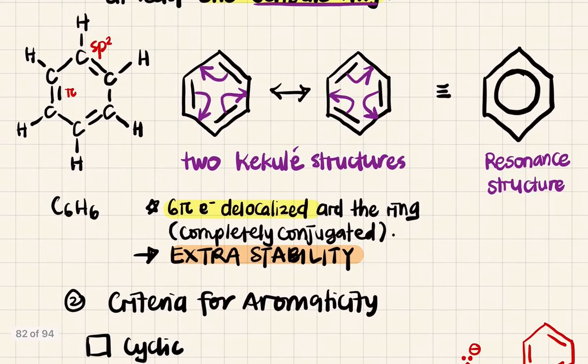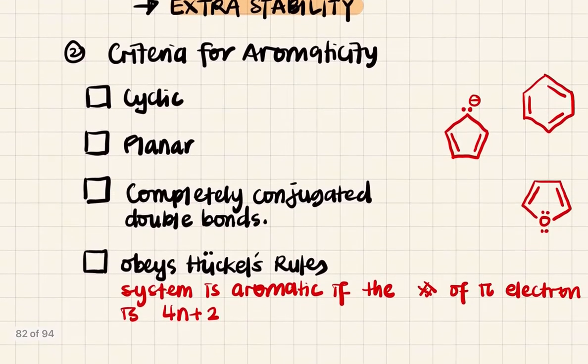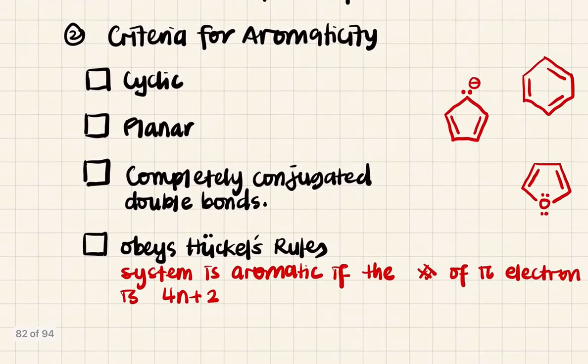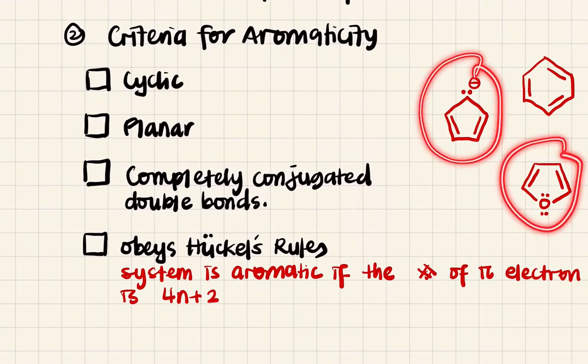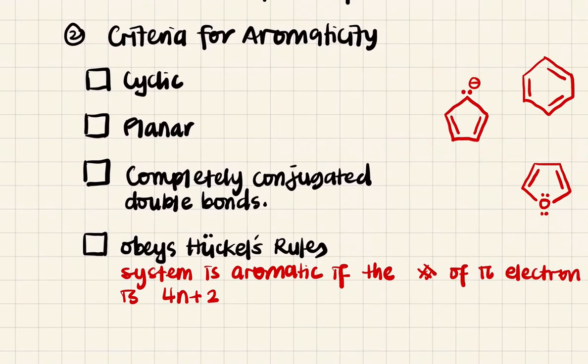Alright, so how do we know if our compound is an aromatic compound? Dia tak semestinya kena ada satu biji benzene ring ni. These other two compounds are also aromatic compounds. Okay, how do we know an aromatic compound? It has 4 criteria.